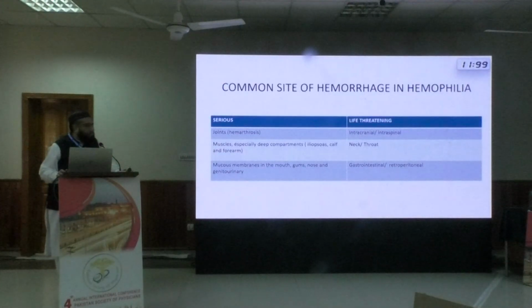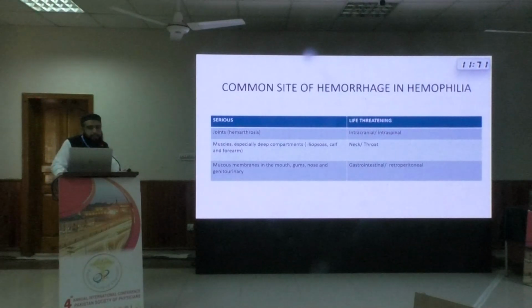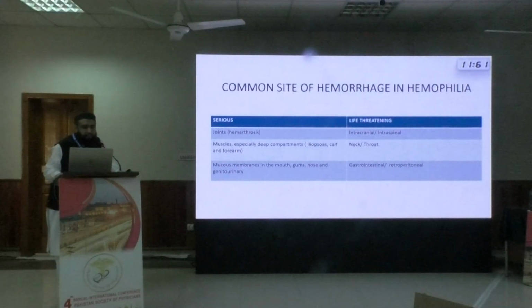Regarding common sites of bleeding in hemophilia, the serious bleeding includes joint bleed, hemarthrosis, and muscle bleed, especially deep compartments like iliopsoas, calf and forearm, mucous membrane, mouth, gums, nose, and the genitourinary tract. The life-threatening bleeds include intracranial, intraspinal, retropharyngeal, and retroperitoneal bleeds. They are life-threatening.